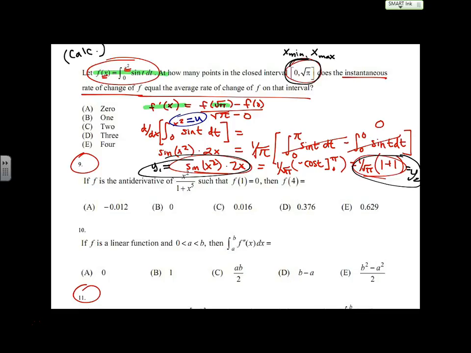But there was a lot of good stuff in this problem, like how do you get the derivative of an integral? Ooh, FTC part 2. How do you do average rate of change? f of b minus f of a. Ooh, make sure you change the window. Change the window to 0 and root pi, otherwise life is not fun.